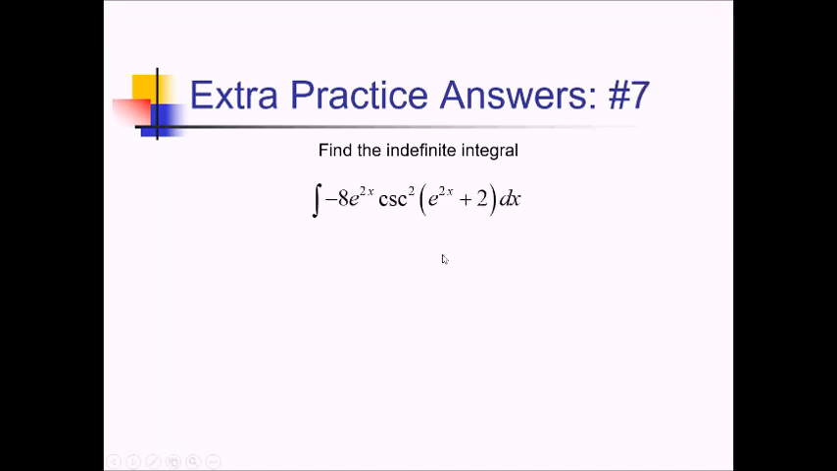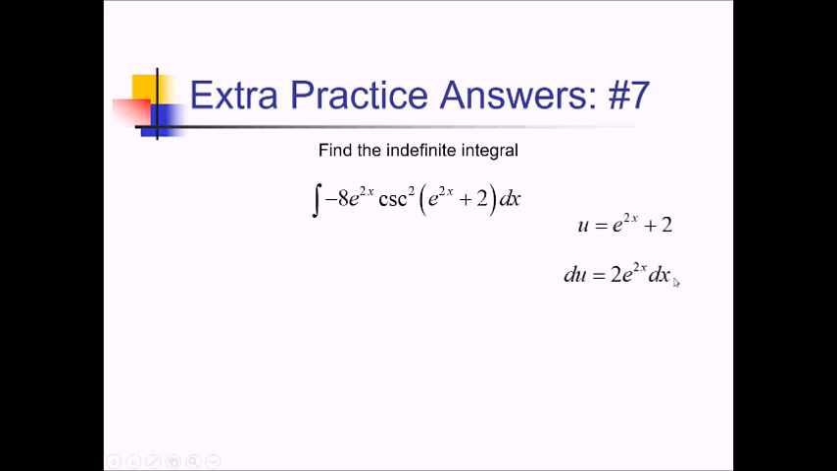On this problem, the key is recognizing that we have an inner function, e to the 2x plus 2, whose derivative, something that also has an e to the 2x, is elsewhere in the problem. So let me start with some u substitution. I'll start by setting e to the 2x plus 2 equal to u, and then I can write the derivative of that, du equals 2e to the 2x, and that 2 there is gone.